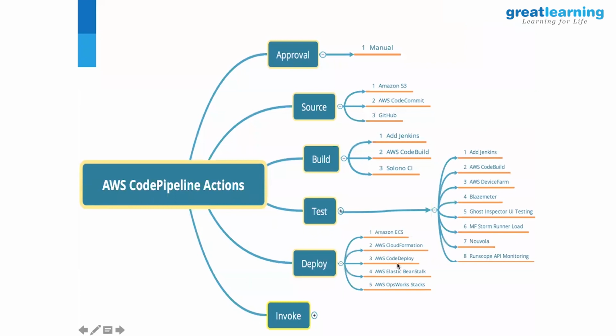In today's three workflows that we're going to see, we'll be seeing CloudFormation and CodeDeploy. And we can also invoke a Lambda function. This also we'll be looking at. So these are the actions.